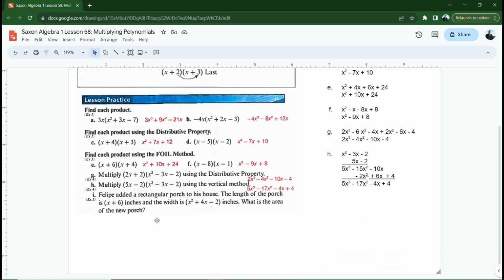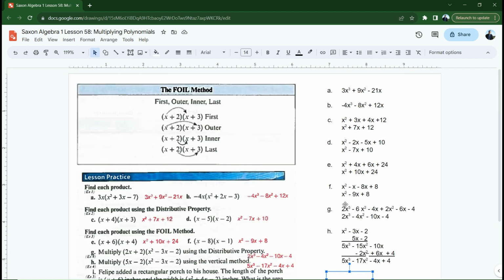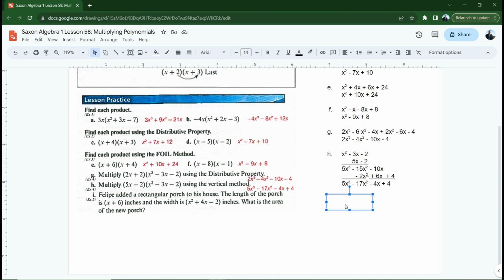All right, on to Felipe. He is adding a rectangular porch to his house. The length of the porch is x plus 6. The width is x squared plus 4x minus 2. What is the area of the porch? Why, this is a multiplying polynomials problem. It's going to look like this if I set it up using the vertical method.